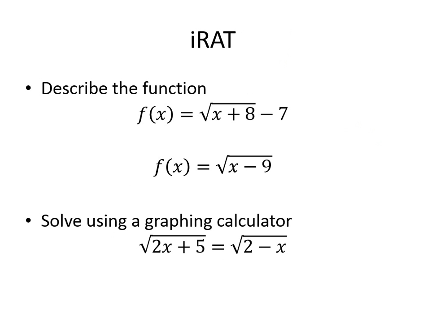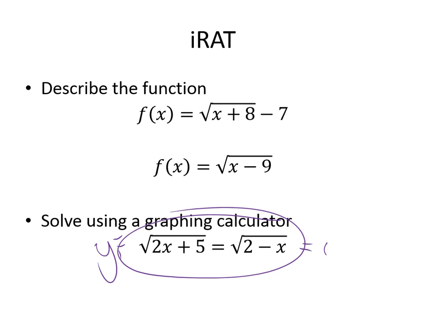So what you're going to do for these is, for the first two, describe the functions. Is it moving up, down, left, right? Is it inverted or not? Then for the next one, use your graphing calculator to find where they intersect, so find where they're equal. You're going to plug the first one in for y equals, and for the second one you're going to go y equals 2. And you want to see where they intersect. Okay. And that is your IRAT.